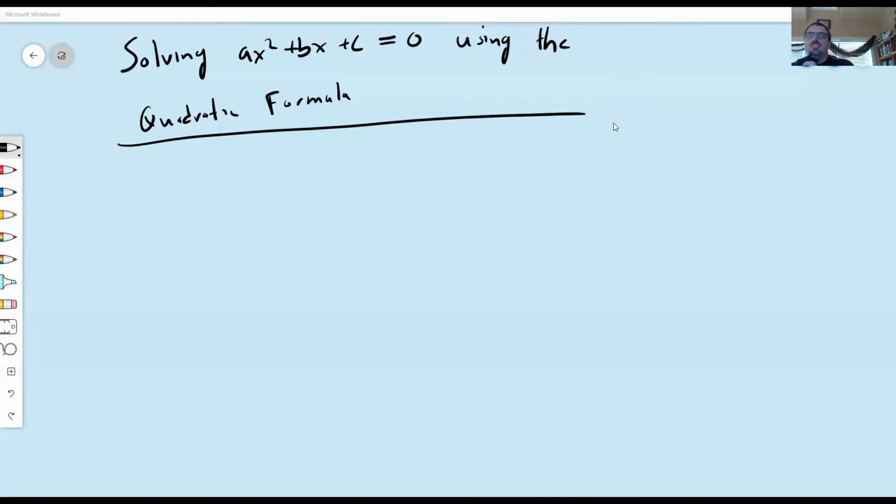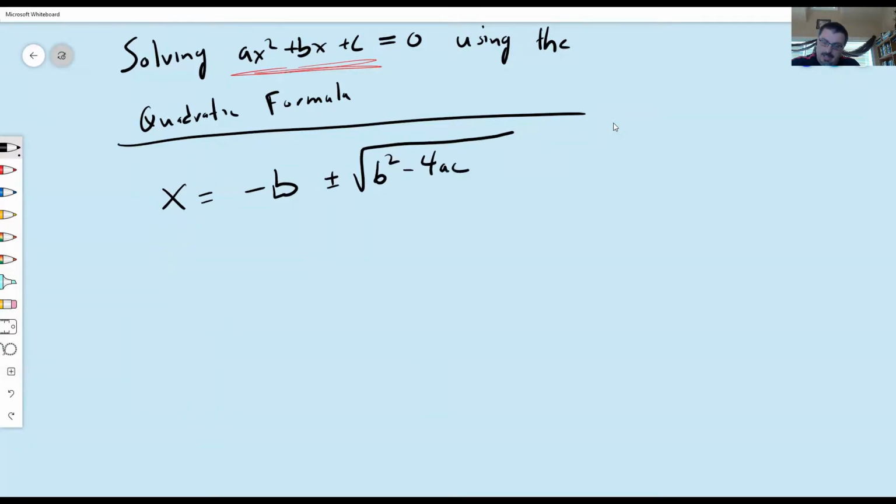In this video, we're going to talk about solving ax squared plus bx plus c equals 0, or solving the quadratic equation using the quadratic formula. You can derive the quadratic formula by completing the square on this little fellow right here. Most of us don't want to do that, so here's the formula. x equals negative b plus or minus the square root of b squared minus 4ac, divided by 2a. That's the quadratic formula.